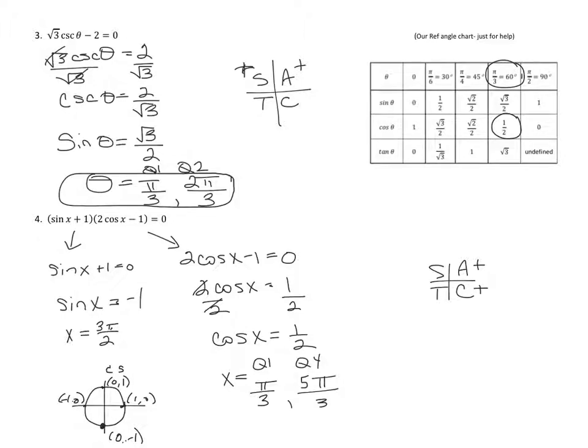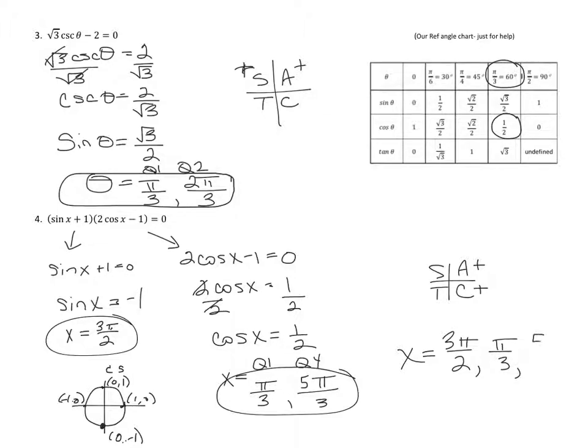Okay, so my answer for the whole problem, we're going to put both of these together. All right, so my final answer is we have 3 possibilities: 3 pi over 2, pi over 3, and 5 pi over 3.